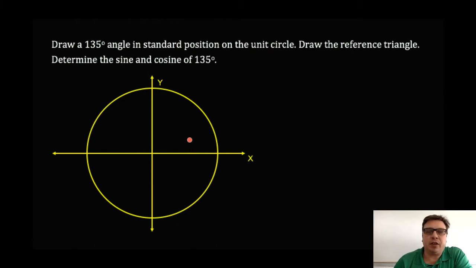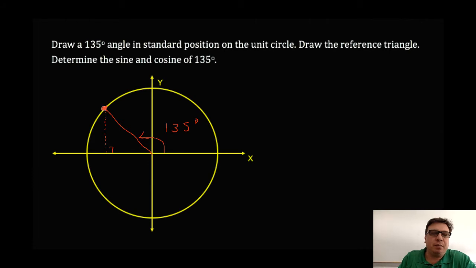Okay, so to get started, 135 degrees: I know the first quadrant is 90 degrees, another 45, so I've got to draw my angle like this, and this here is my angle, and that's 135 degrees. In order for me to determine the sine and the cosine, I've got to figure out what this point is. So that means I have to draw my right triangle, and this would be my reference triangle.